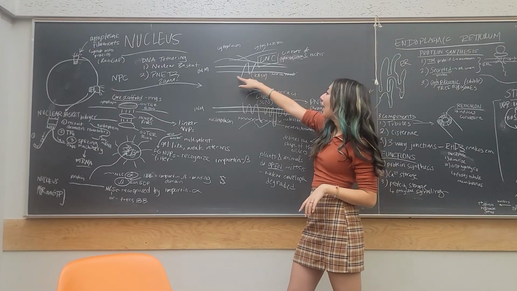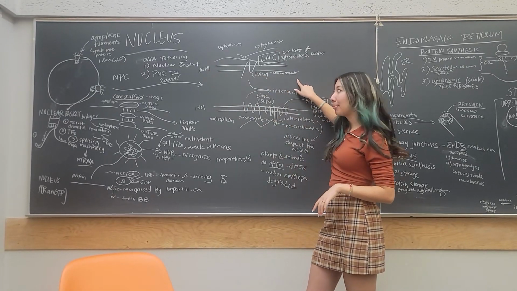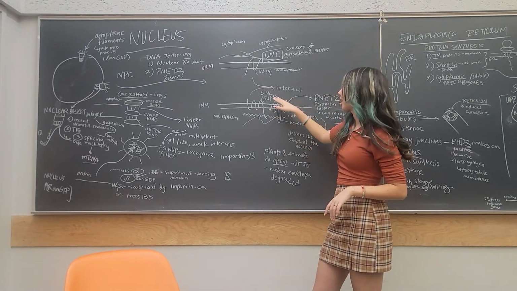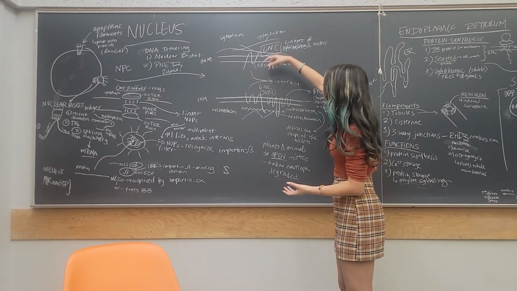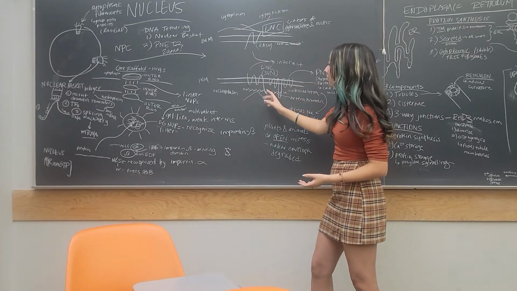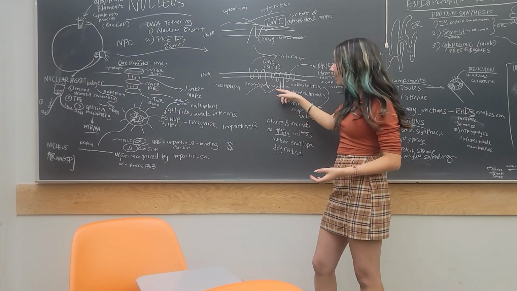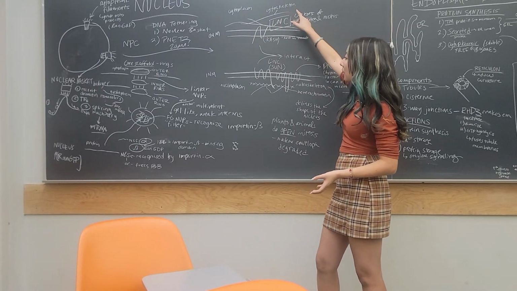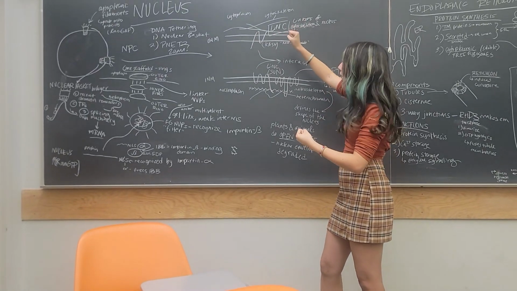KASH is on the outer nuclear membrane, KASH on the outside. SUN is on the inner, because it's not KASH. And they interact, and the SUN is attached to the nucleoskeleton, and the KASH is attached to the cytoskeleton. So these are rigid structures, so you can move it around.